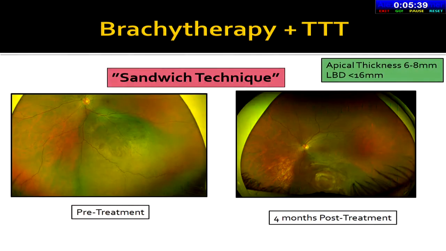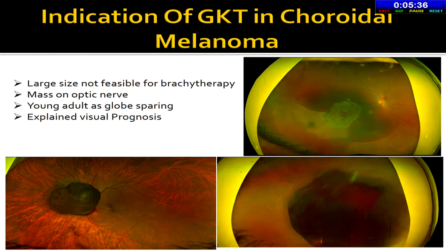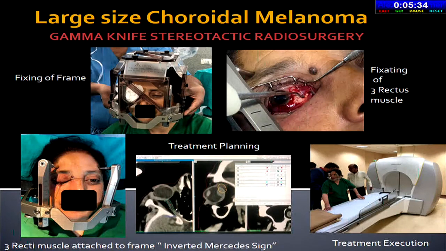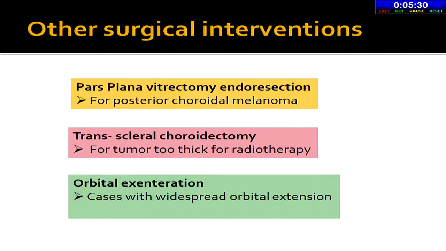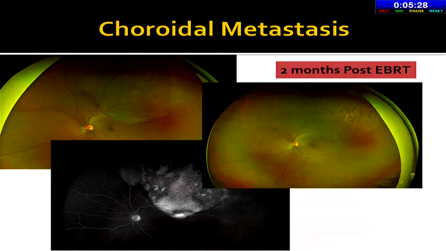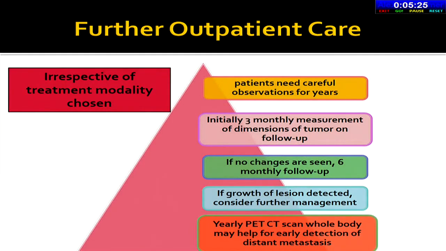I think Lomi will have to conclude. Yeah. So another indication is gamma knife therapy, and this is how you do the gamma knife therapy. And lastly, irrespective of whichever treatment modality you choose, the patient needs careful observation for years. Initially 3 monthly, and if there is no change, then 6 monthly, and if there is growth or any defect, you can consider further management. A yearly whole body PET scan may be helpful for early detection of distant metastasis. Thank you.